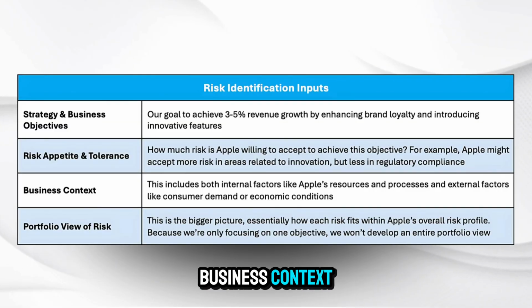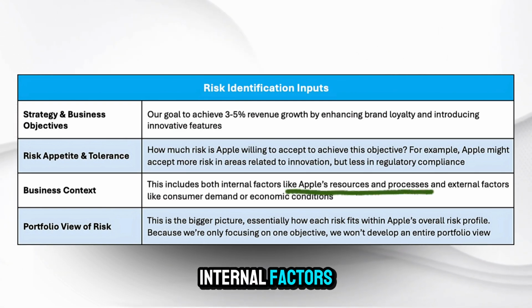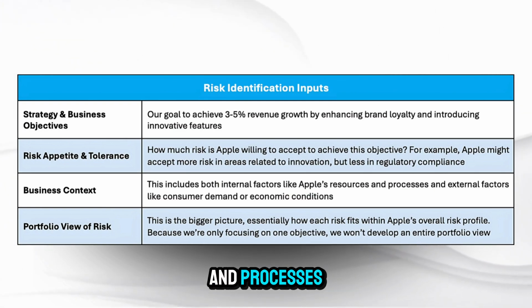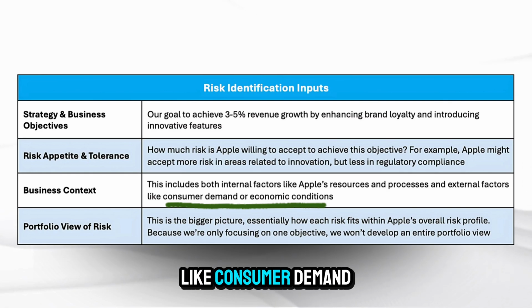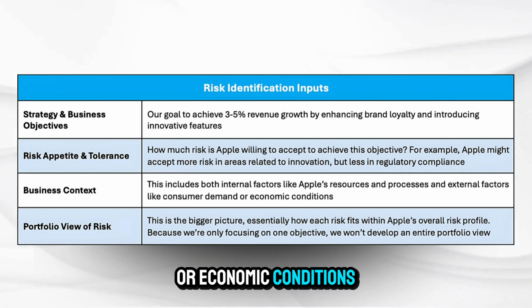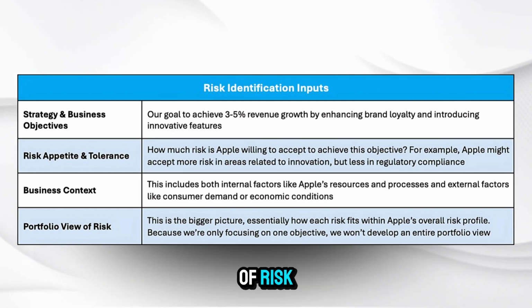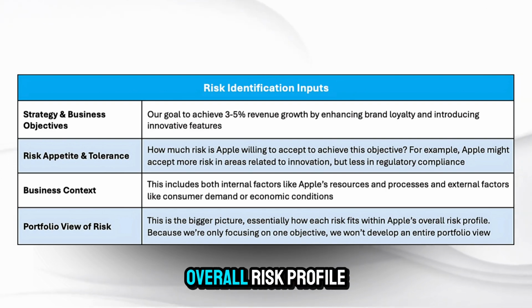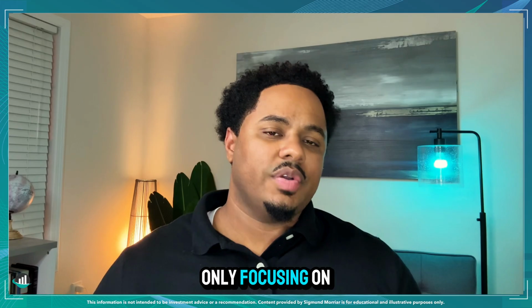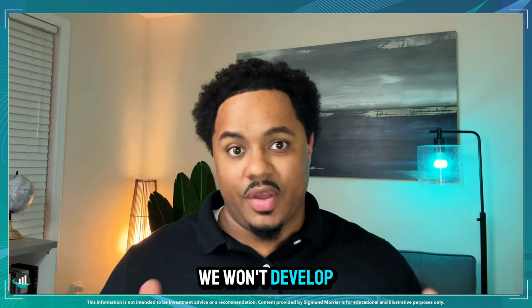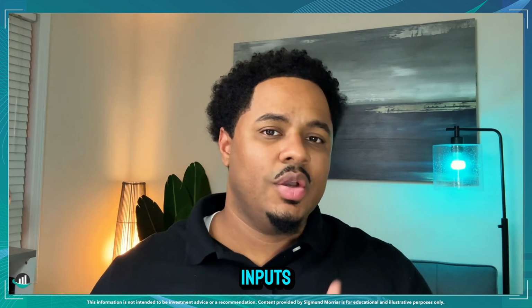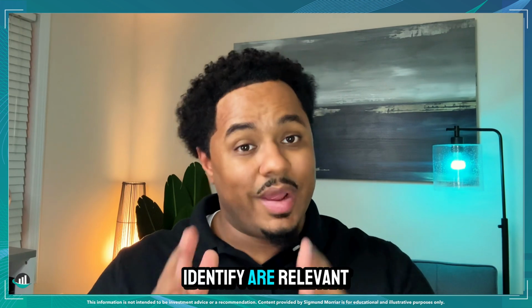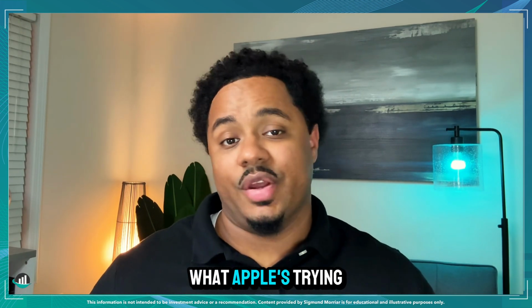Then we have business context. This includes both internal factors like Apple's resources and processes, and then external factors like consumer demand or economic conditions. Finally, we have a portfolio view of risk. This is the bigger picture, essentially how each risk fits within Apple's overall risk profile. But because we're only focusing on one objective today, we won't develop an entire portfolio view. By grounding our process in these inputs, we ensure that the risks we identify are relevant and connected to what Apple is trying to achieve.